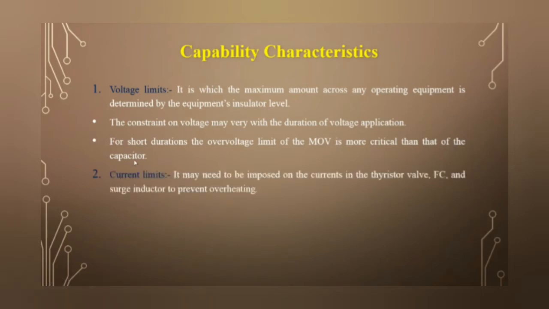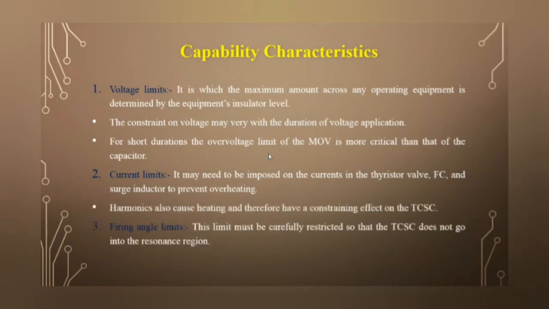The second one is the current limit. The current limit may need to be imposed on the current in the thyristor valve, fixed capacitor, and the surge inductor to prevent overheating. Harmonics also cause heating and therefore have a constraining effect on the TCSC operation.